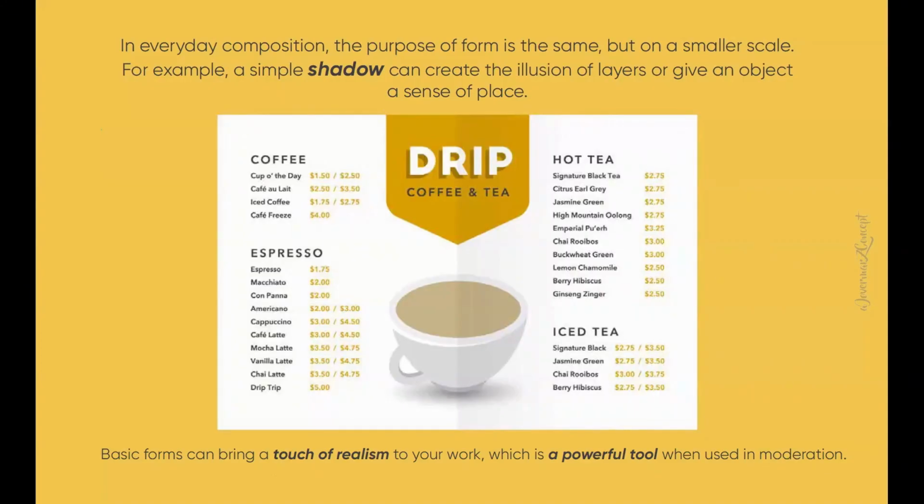Like you can see on this menu here, the teacup, if you take off the shadow from it, it becomes flat. It almost becomes like it's floating. But with that shadow, you can tell that it's sitting on something. That's the touch of realism which form creates in our designs, right?